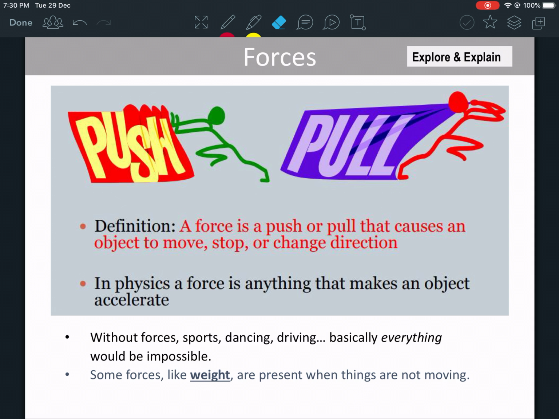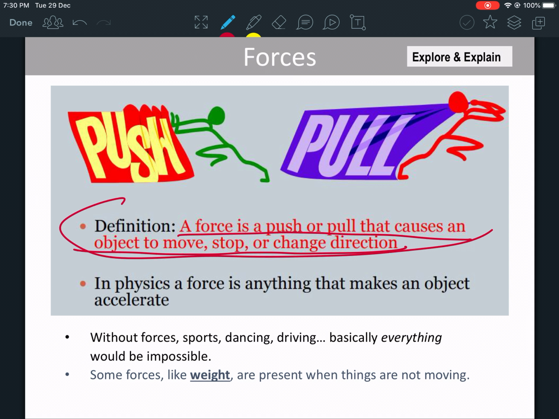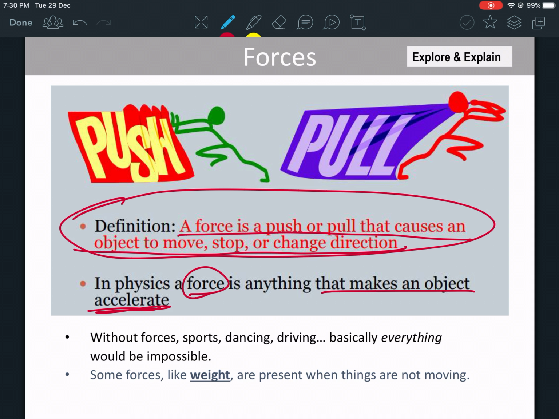So again, a force is a push or a pull that causes an object to move, to stop moving, or to change direction. So this is the definition of a force. That's very important. In physics, a force is anything that makes an object accelerate. Accelerate means to change its motion, whether it was not moving and then started moving, or it was moving and then stopped moving. This is also part of changing motion. Accelerate means change in motion. So force is any change in motion of an object.